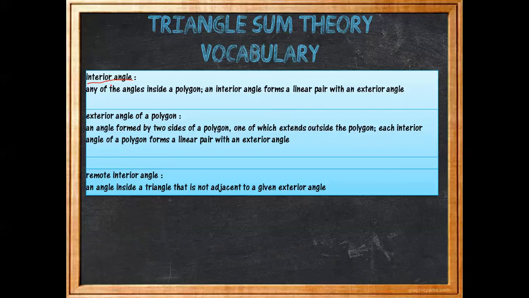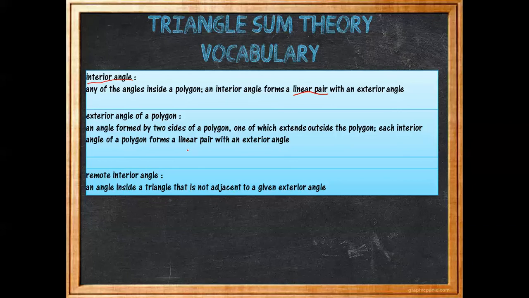The interior angle is any of the angles inside a polygon. An interior angle forms a linear pair with an exterior angle. Remember, a linear pair is two adjacent angles and they are supplementary, which means they add up to 180 degrees.